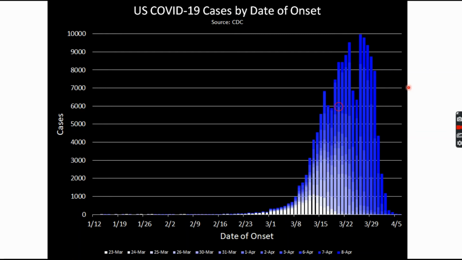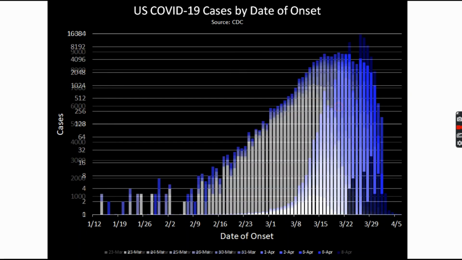But the peak has moved 6 days to the right over the last 2 days, and so I have less confidence today than I did 2 days ago that we have hit peak new cases, or I didn't really think we had hit peak new cases, but it gave me some optimism that the new case rate was slowing down, and I have a little bit less confidence about that now. So let's look at the logarithmic chart.